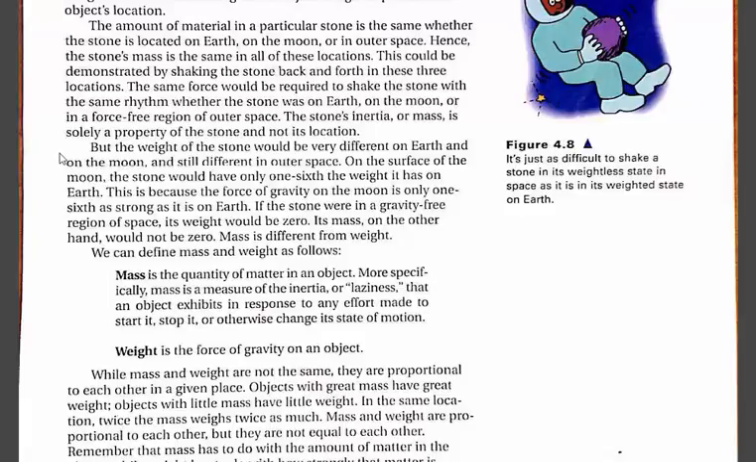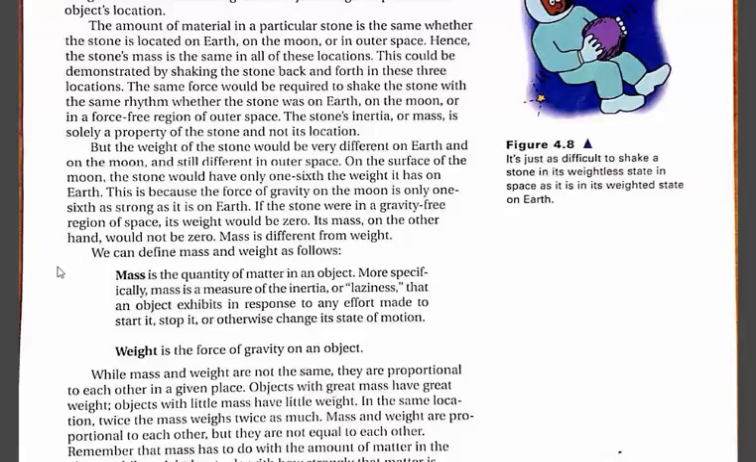But the weight of the stone would be very different on Earth and on the Moon, and still different in outer space. On the surface of the Moon, the stone would have only 1/6 the weight it has on Earth. This is because the force of gravity on the Moon is only 1/6 as strong as it is on Earth. If the stone were in a gravity-free region of space, its weight would be 0. Its mass, on the other hand, would not be 0. Mass is different from weight.